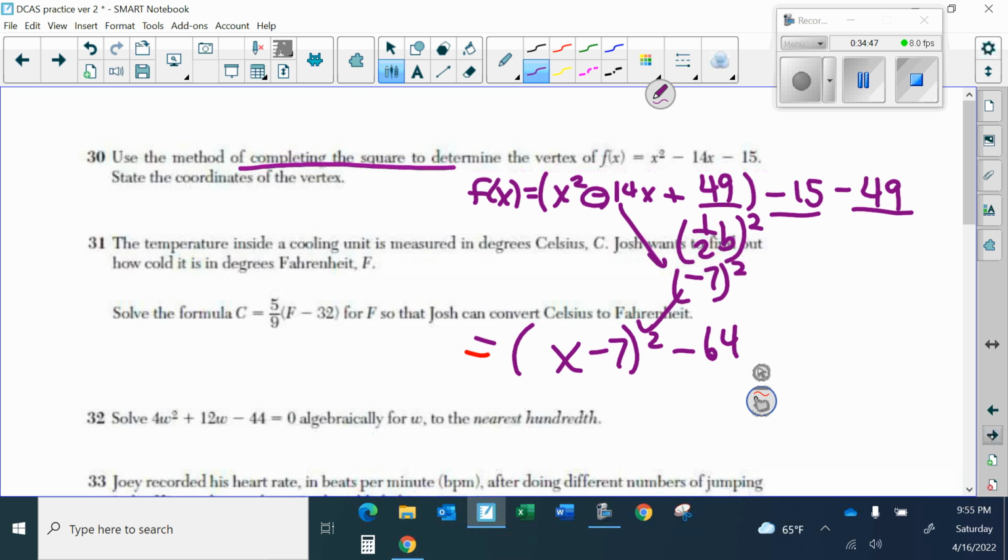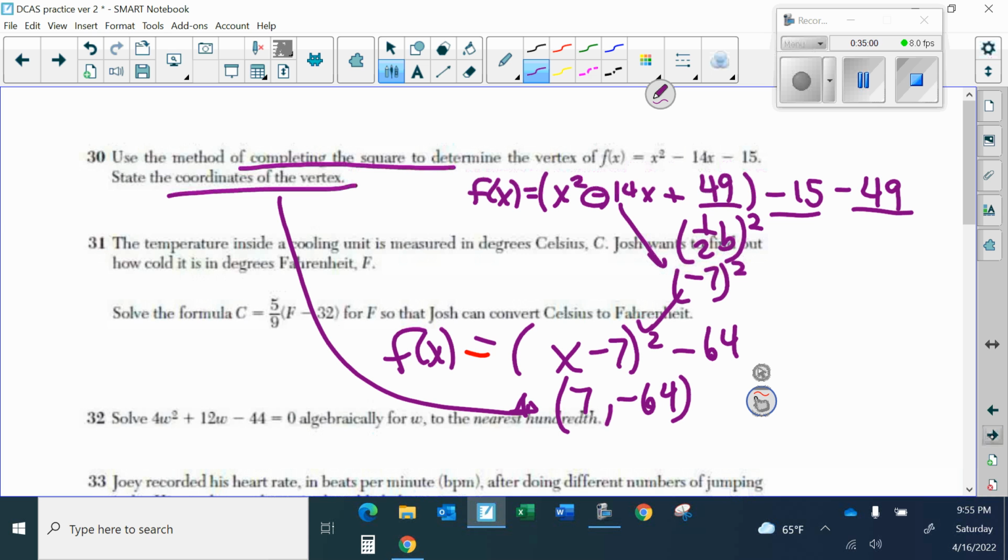So the vertex, therefore, is opposite, same. So the vertex is 7, negative 64. State the coordinates of the vertex. We just did right there, 7, negative 64 through completing the square.